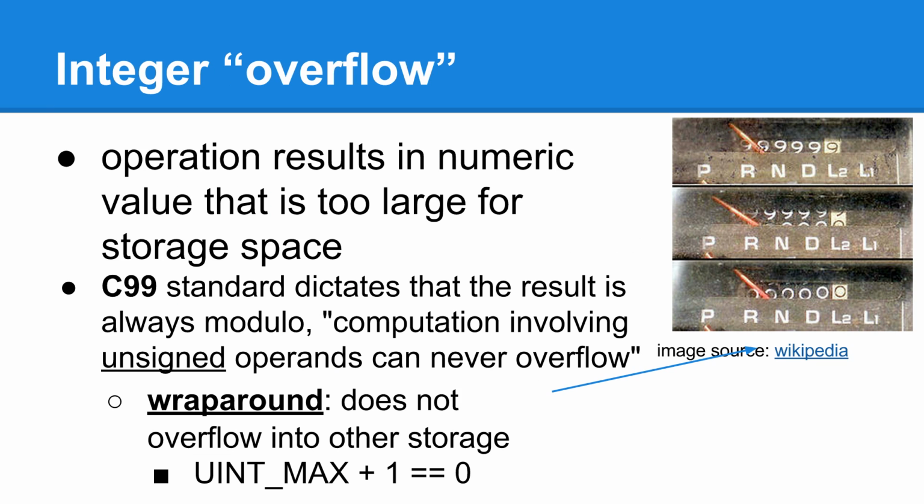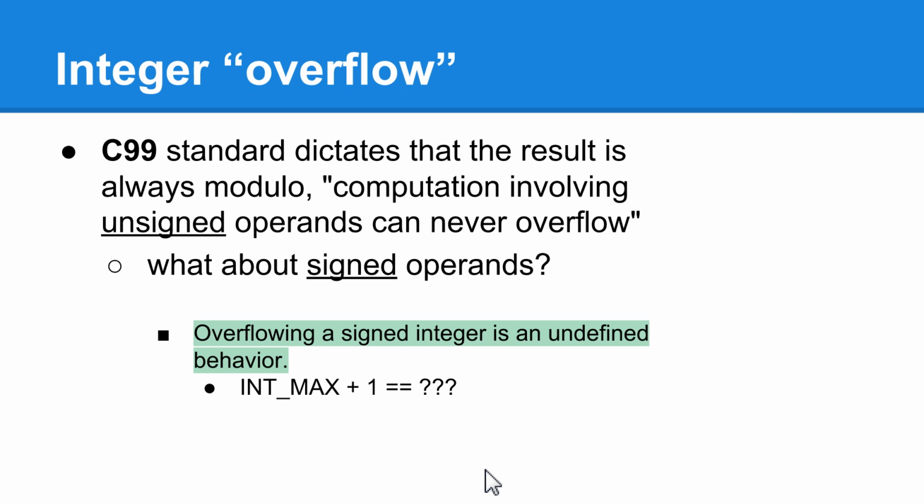Then let's cover integer overflows. This is a pretty good example of what happens in an unsigned setting. The C99 standard dictates that the result is always modulo, that any computation involving unsigned operands can never overflow. Effectively, what happens when you get to the max value and add 1 is that it wraps around to zero. Hence UINT_MAX plus 1 on any compiler should evaluate when executed to 0. However, what about signed operands? It actually turns out that overflowing a signed integer is undefined behavior, and that taking INT_MAX plus 1 is actually undefined behavior.